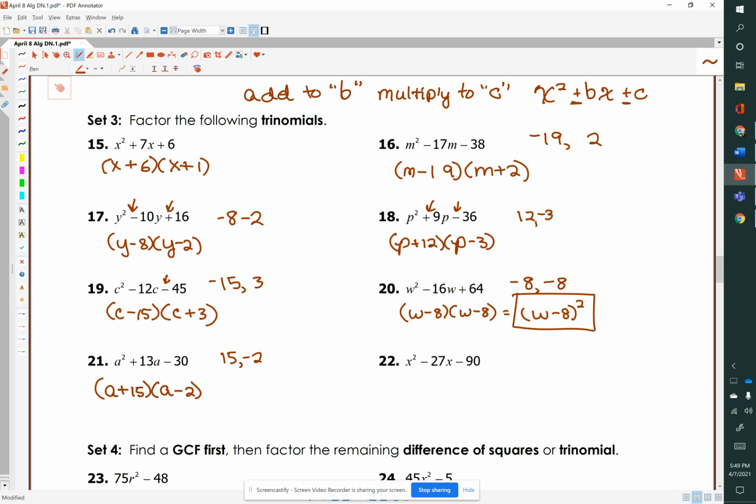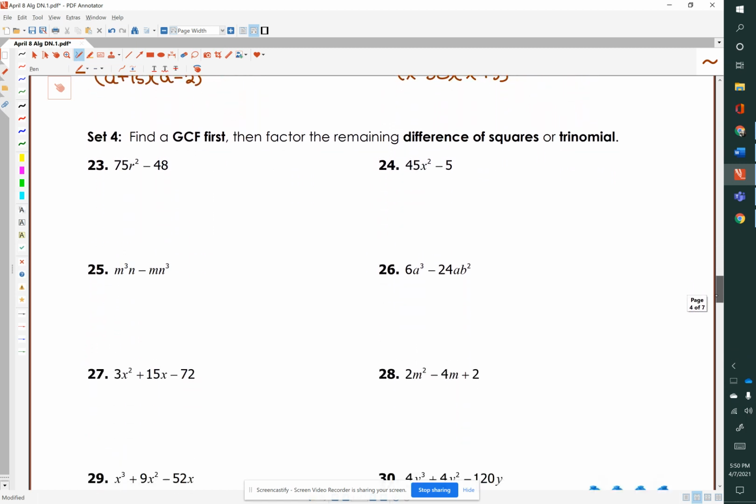a minus 2. And then number 22, x squared minus 27x minus 90. So I need to add to 27 and multiply to 90. And I'm going to need a positive and a negative. So if I did 30 times 3 and made the 30 negative and the 3 positive, that would multiply to my negative 90, and that would add up to negative 27. So x minus 30, x plus 3. And that's it for set 3. So let's go on to set 4.